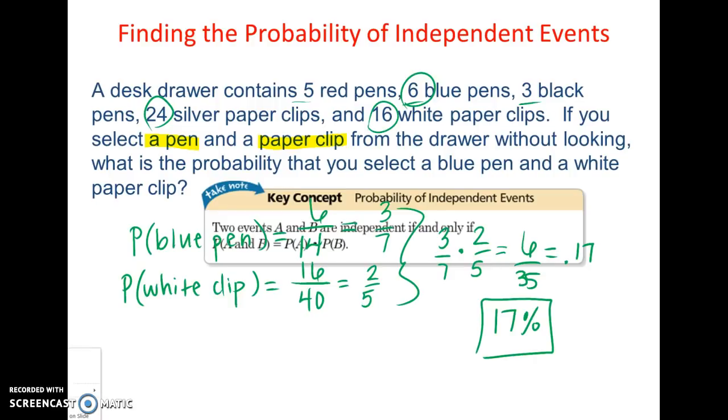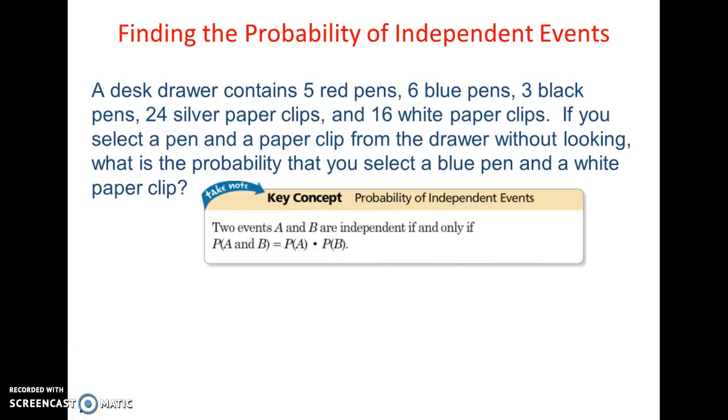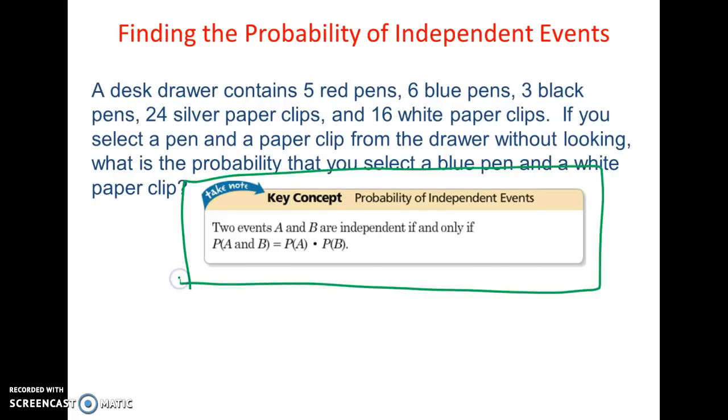Okay, moving on. Let me erase my ink. So we already did that, and here is the formula for finding the probability of independent events. You would take the probability of event A happening times the probability of event B happening. So I'd pause this video and write that into your notes.